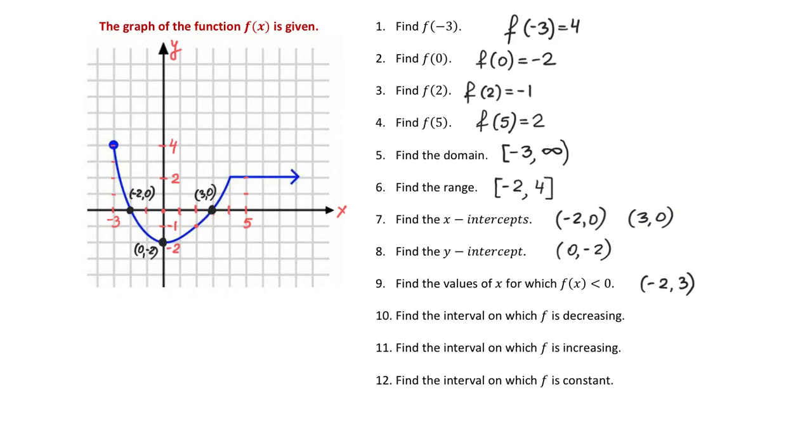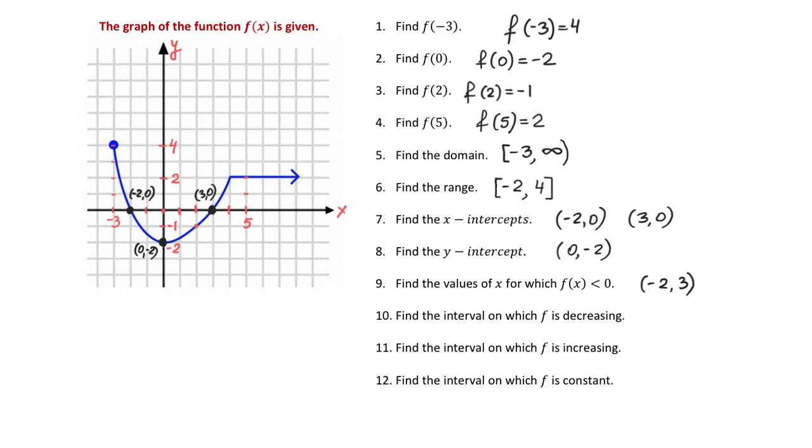On the last 3 questions, we have to find the intervals on which the function is decreasing, increasing, and then constant. As we move on the graph from left to right, we notice that the graph goes down. That means the graph is decreasing. From here, the graph goes up. That means the graph is increasing. And then from this point, we see a horizontal line. That means that the graph here is constant.